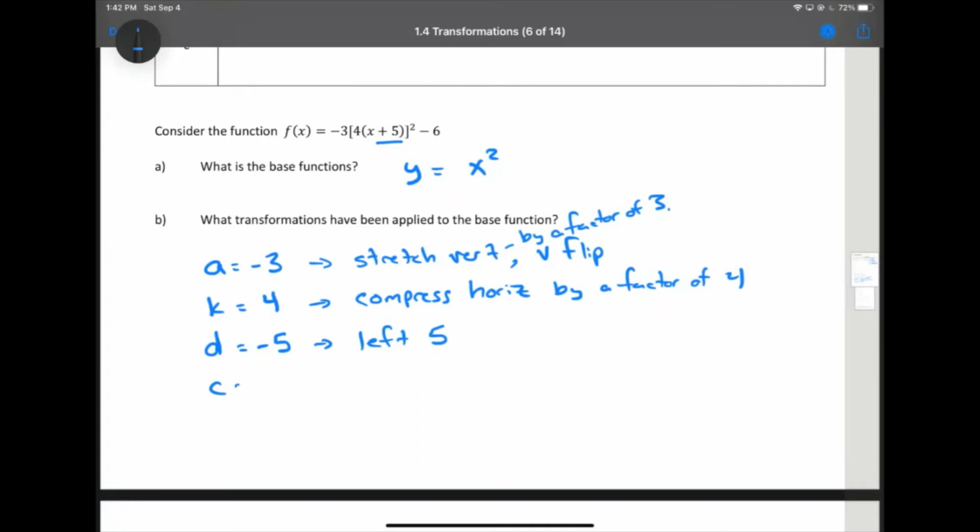And finally, the c is -6. And what that does is down 6. And if we want, we can just take a moment and go back over to Desmos and see if that actually works out to be true.